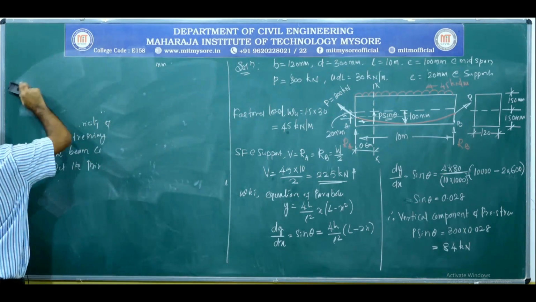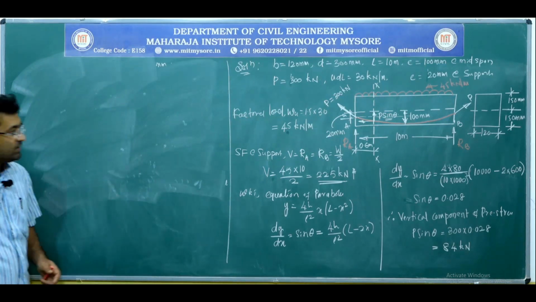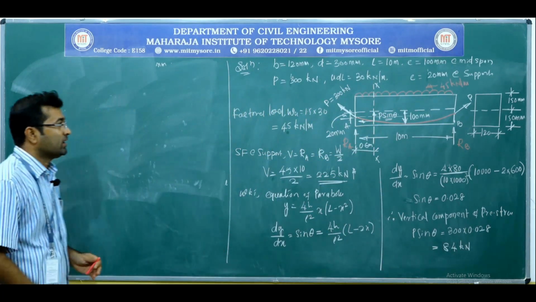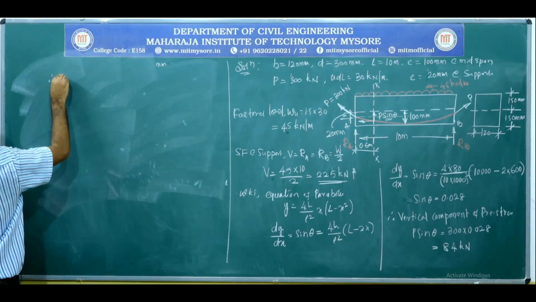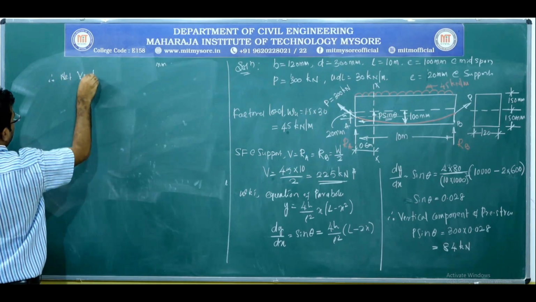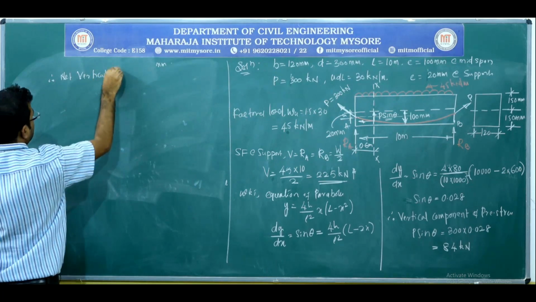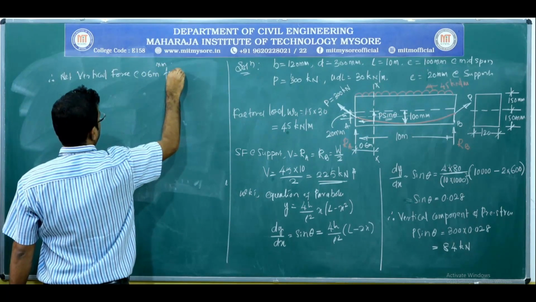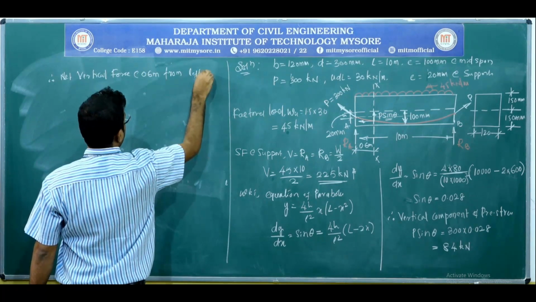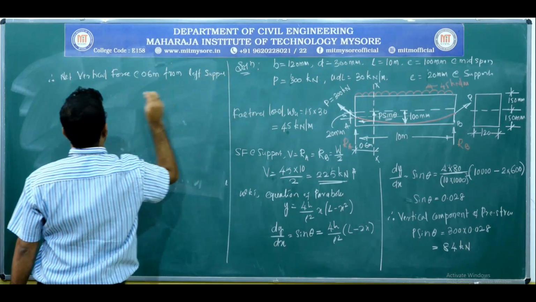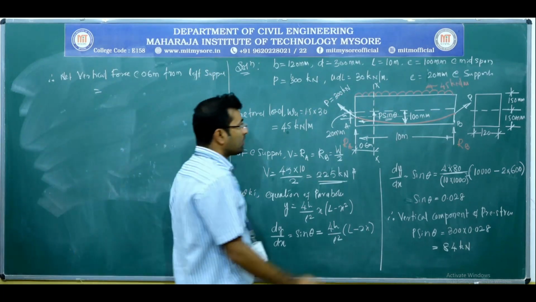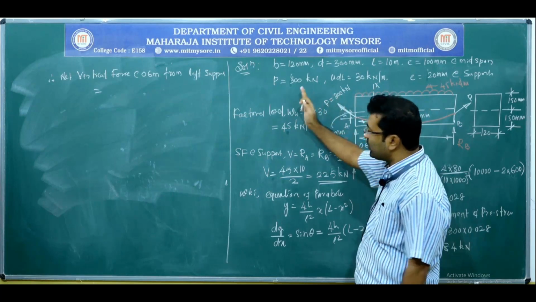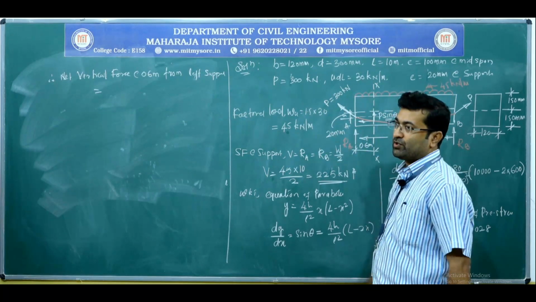So once we have this, next we need to work out the net vertical force at a distance of 0.6 meter from the support. That is, exactly at this point we need to work out how much is the vertical force. So therefore, net vertical force at 0.6 meter from left support. Okay. So here to calculate net vertical force at this particular point, we need to consider either the left portion of the beam or the right portion of the beam.